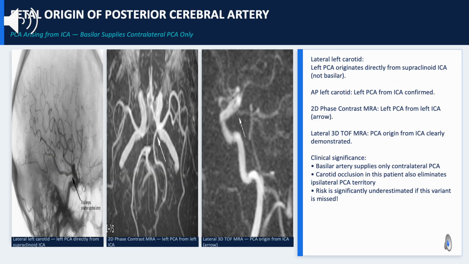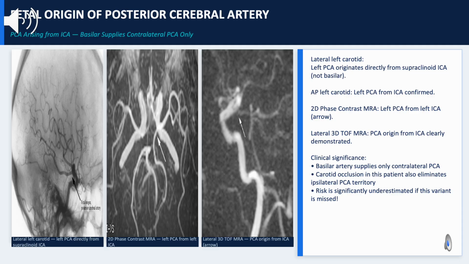The fetal origin of the posterior cerebral artery is one of the most important anatomic variants in cerebrovascular surgery planning. Normally, both posterior cerebral arteries arise from the basilar artery bifurcation. In the fetal configuration, the posterior cerebral artery retains its embryologic origin from the ICA, the pattern present in all fetuses before the posterior communicating artery regresses. This variant occurs unilaterally in approximately 20% of the population. The clinical consequence is profound.